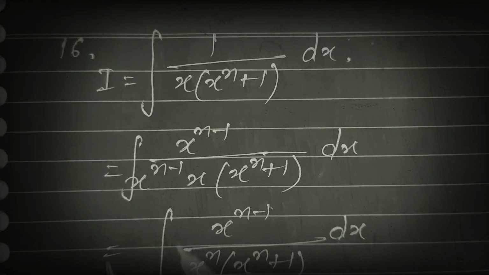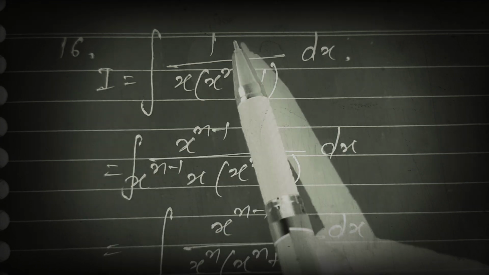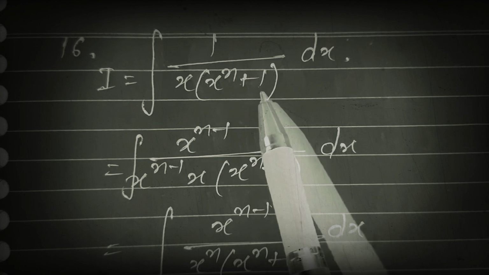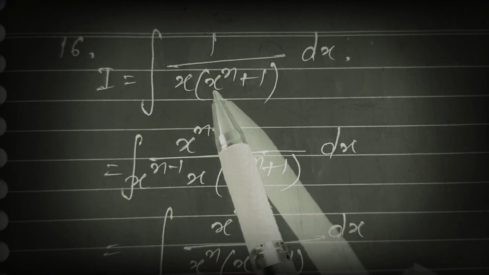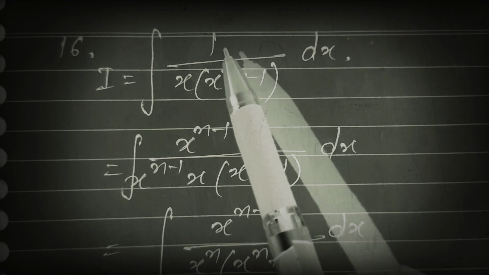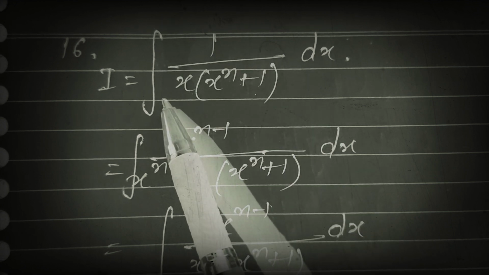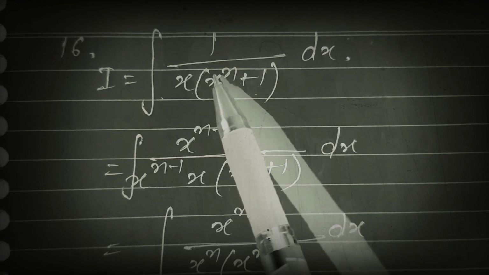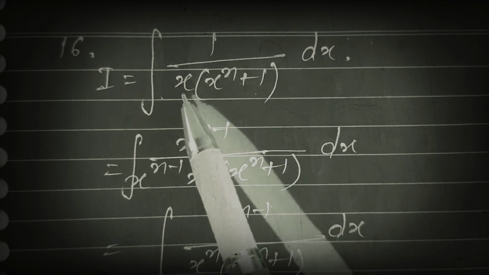Now we can do another type. Look at question number 16: 1 upon x into x raised to power n plus 1 dx. Suppose this type of question is given. Here x into x raised to power n plus 1. Then we will multiply by x raised to power n minus 1 and divide by x raised to power n minus 1. जितनी भी यहाँ पर पावर होगी उतनी एक पावर कम से मल्टीप्लाई करेंगे और डिवाइड करेंगे.